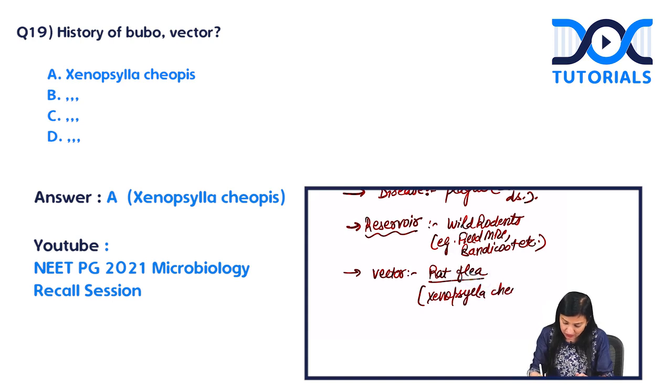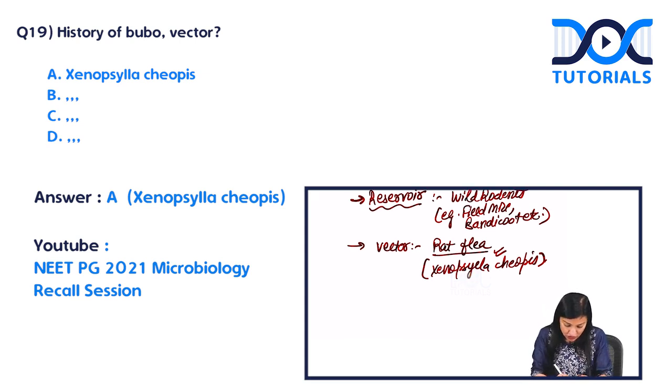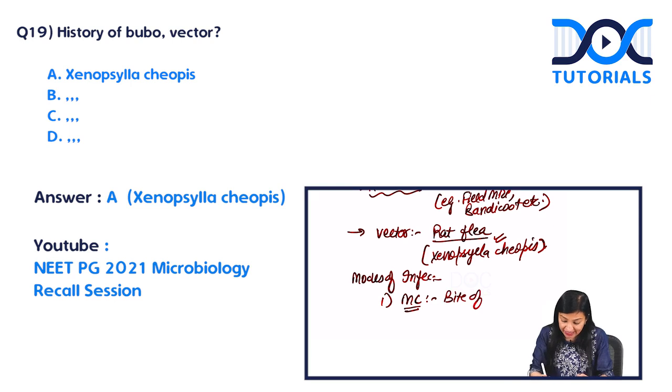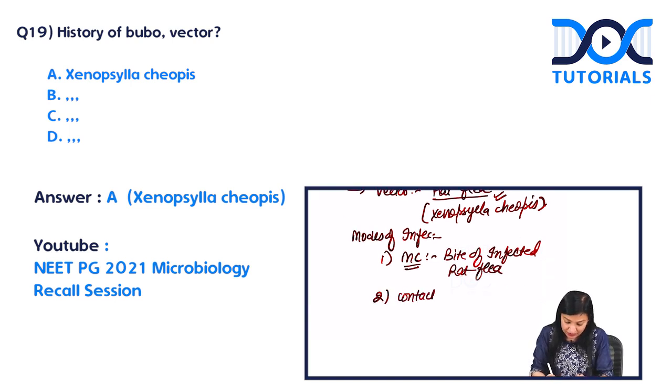Xenopsylla cheopis. The flea is going to feed on the rodents, and the most common mode of infection in humans for this disease is bite of the infected rat flea. That is the most common mode of infection. So modes of infection: number 1, most common, is bite of the infected rat flea. Then some other modes are also there, for instance, contact with the tissues of the infected rodents.